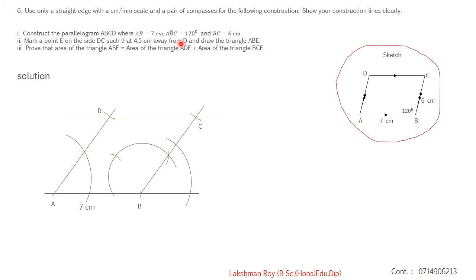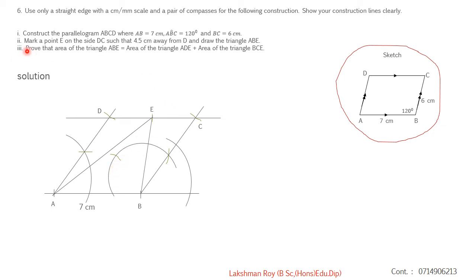So now you take 4.5 centimeter in the pair of compasses, keep it at D point, and mark that 4.5 centimeter on this DC line. That point is E point. Then another one in Roman number 2: draw the triangle ABE. How to draw the ABE triangle? You have to join AE point and also BE point, then you get the triangle. So that is Roman number 2.